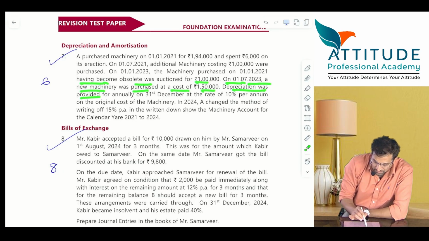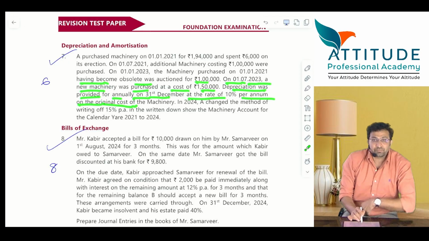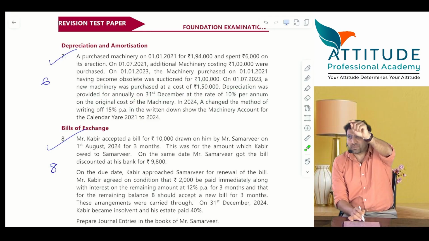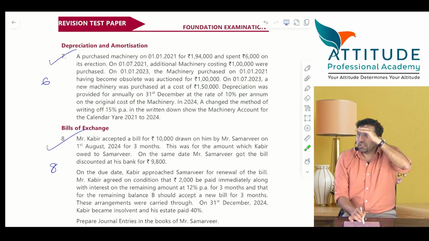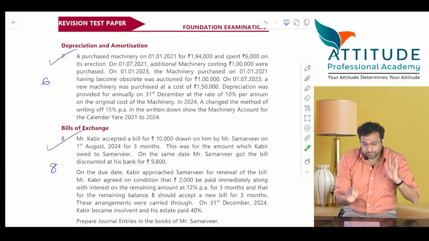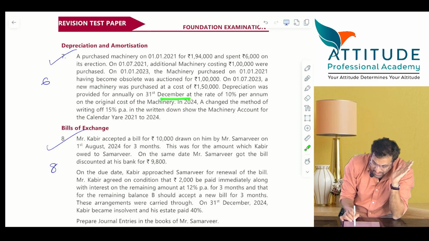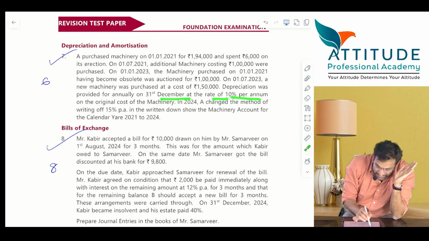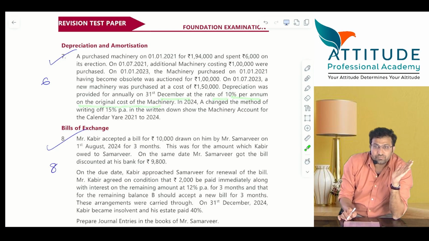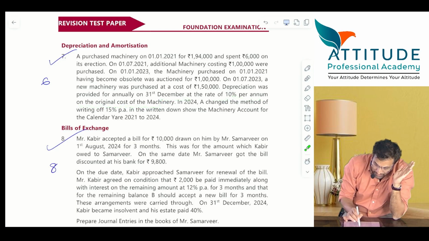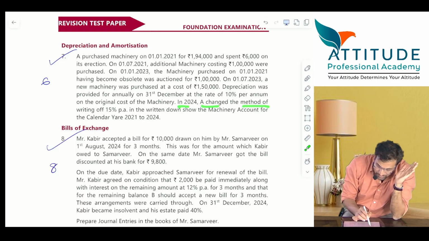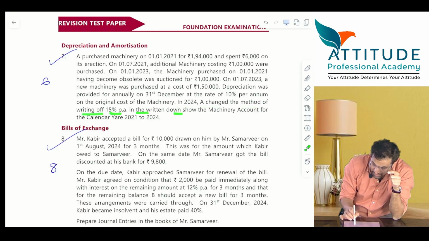Depreciation was provided annually on 31st December at the rate of 10% per annum on original cost. Depreciation on original cost means it is always the straight line method, not the WDV method. So one thing you remember, depreciation at the rate of 10% per annum on the original cost of the machinery. In 2024, A changed the method of writing off to 15% per annum on written down value of machinery account for the calendar years 2021 to 2024.